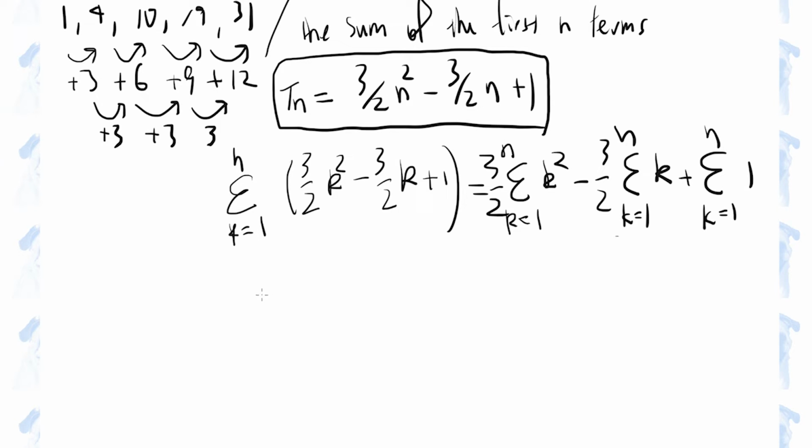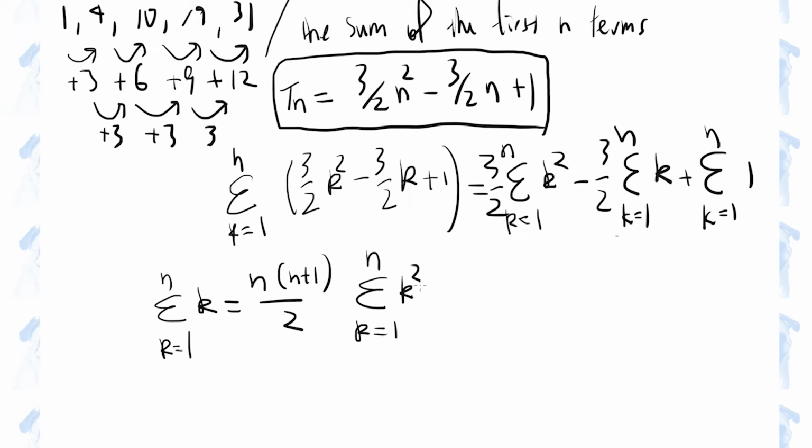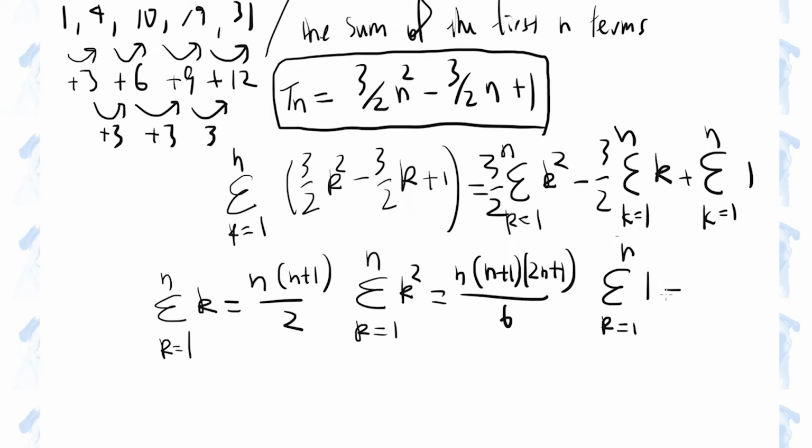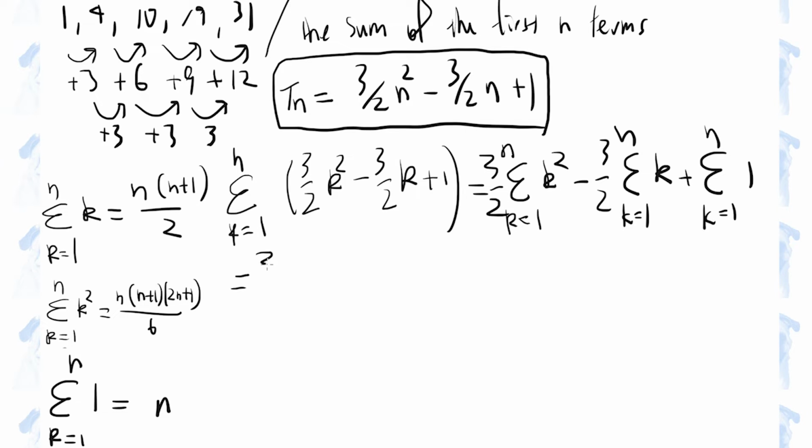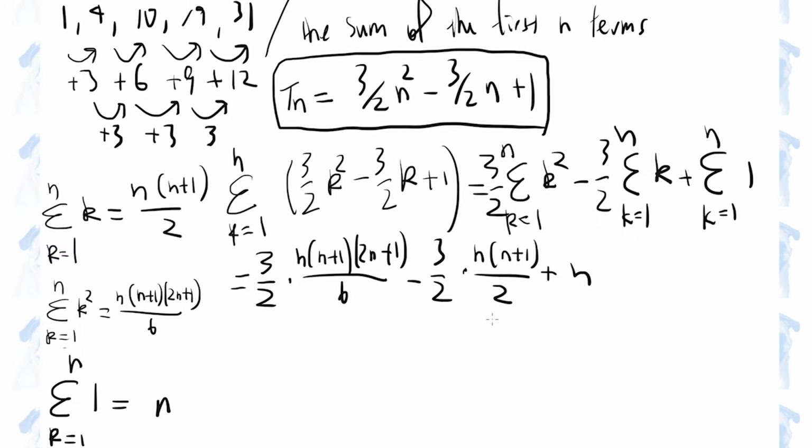Now, in order to solve this question, there are 3 facts you need to know. Firstly, the sum of natural numbers up to n is n times n plus 1 over 2. Secondly, the sum of the squares of natural numbers up to n is n times n plus 1 times 2n plus 1 over 6. And thirdly, this is equal to n. So, since this is going to be quite a tedious calculation, I'm going to skip to the answer, and you can try to figure out the intermediate steps yourself. So this is the answer.